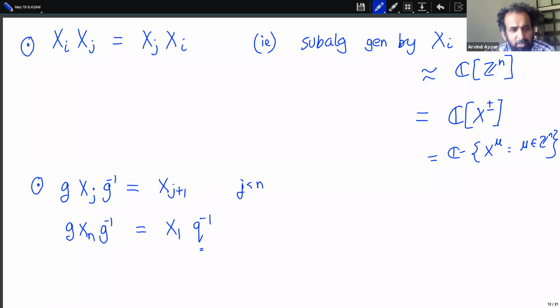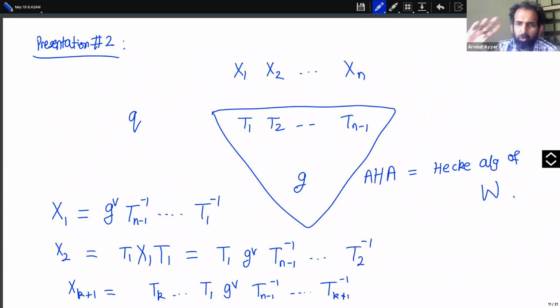I'm just asking, presentation 2 could have been done equivalently by replacing the y's downstairs and keeping the g check upstairs, right? I mean, it's the same thing. No. Because of the involution.